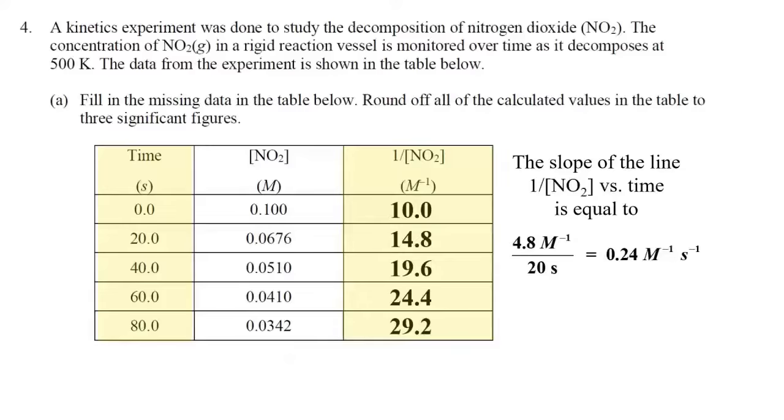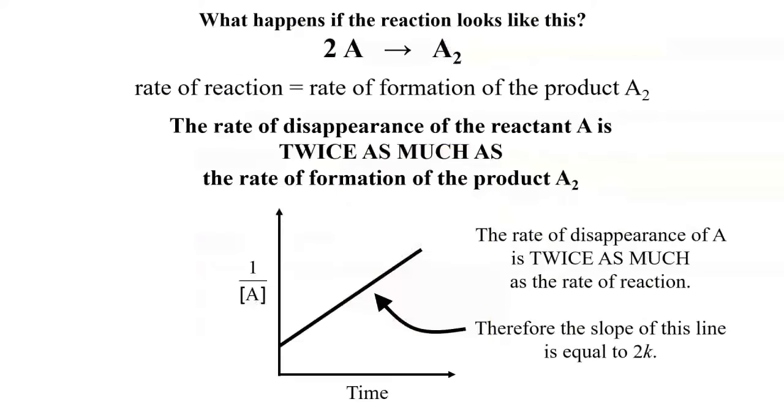Here was the data that we've already looked at earlier in part A. The value for the reciprocal of the concentration was changing from 10 to 14.8 to 19.6, etc. It was changing by 4.8 units every 20 seconds. So the slope of that line would actually be not 0.12 like we looked at earlier in terms of the rate constant, but twice that value. So again, if you have a coefficient of 2 in your reactant, then the rate of disappearance of that reactant would be twice as much as the rate of the reaction.